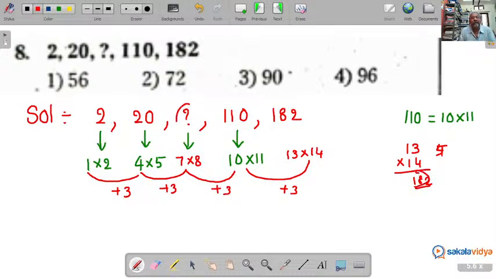So that means the missing number is 7 times 8. Obviously the missing number is 56. So what is our answer? Yes, first option is the right option.